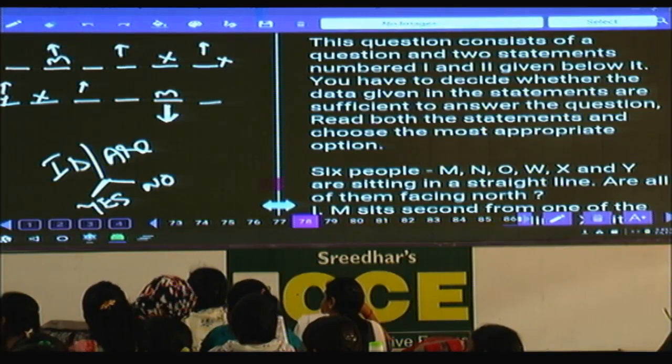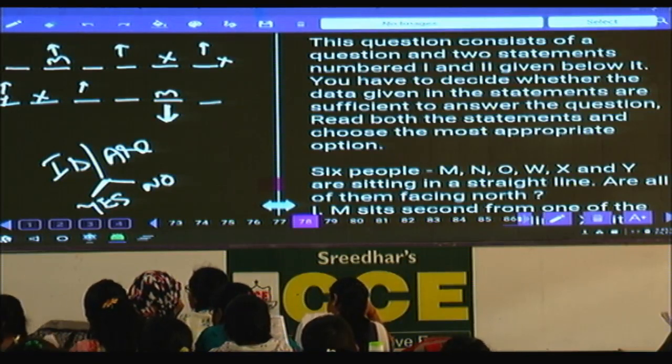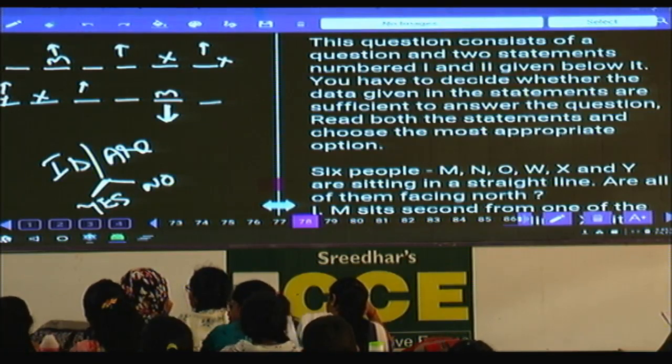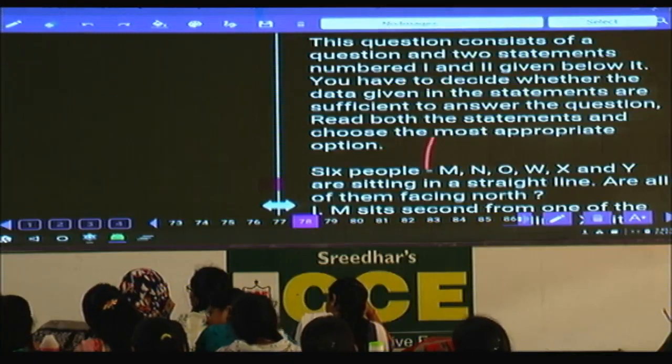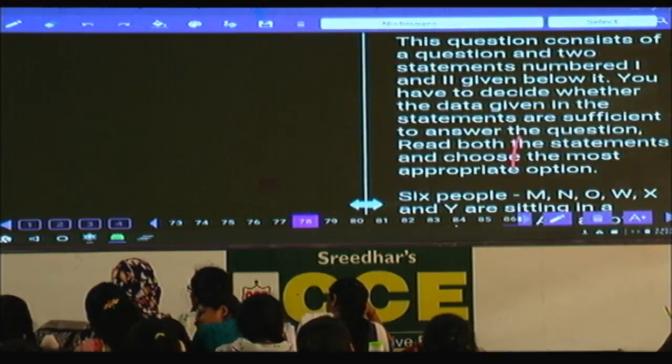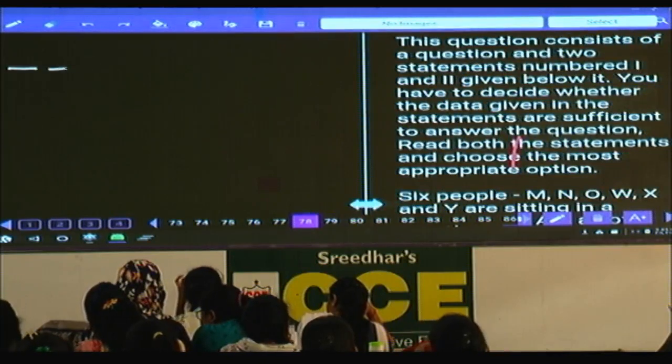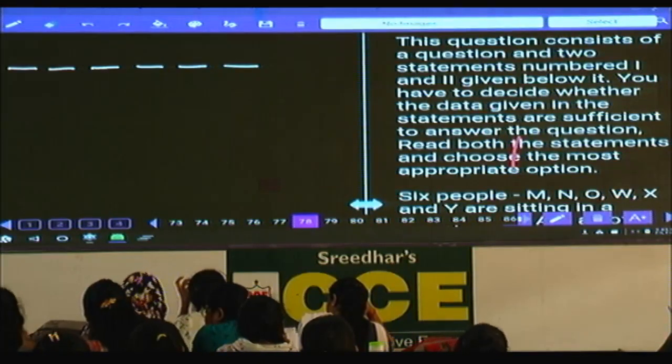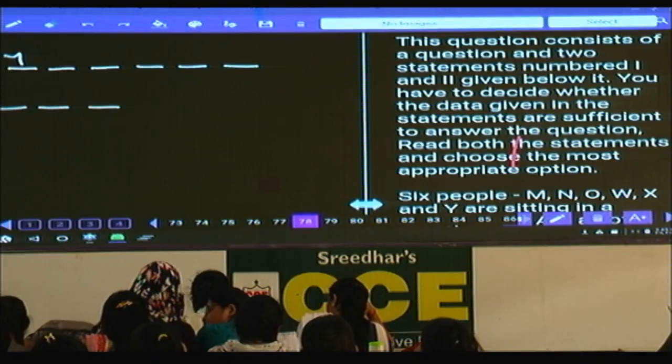Hence, next one. What is the next option we have? Second one. Condition number 2: Y sits at one of the extremities of the line, positions 3, 4, 5, 6.